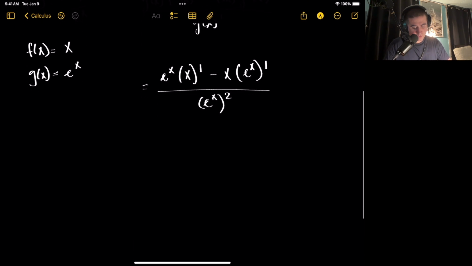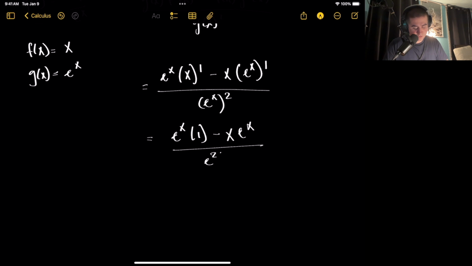Now we take the derivative and simplify. We have e to the x times the derivative of x, which is just 1, minus x times the derivative of e to the power of x, which is just e to the power of x. And e to the power of x squared is e to the 2x. Now we have e to the power of x times 1, which is just e to the power of x, minus x times e to the power of x, divided by e to the power of 2x.